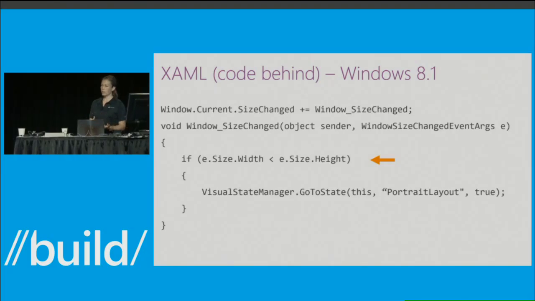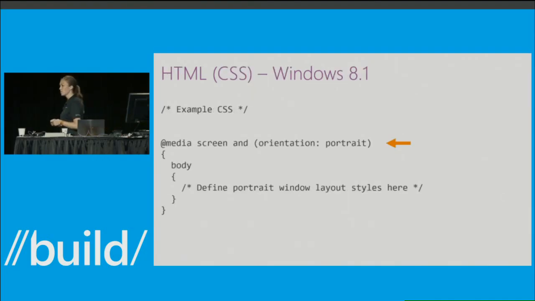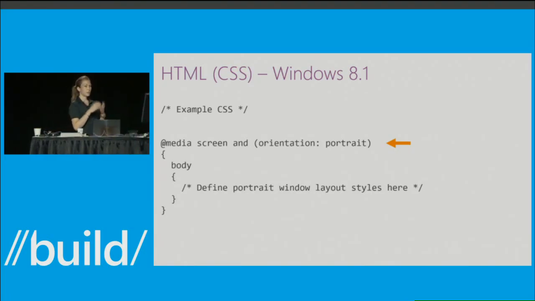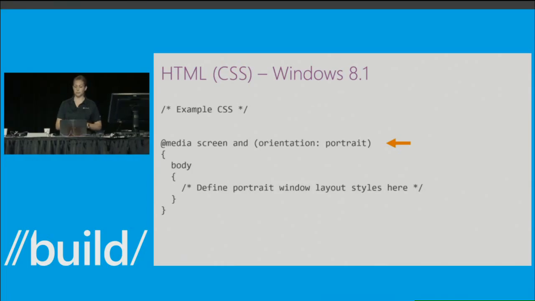So whenever my width is less than my height, I'm applying a portrait layout. And with CSS, instead of using the view state of portrait, you're using this orientation property, which tells you whenever your window has a portrait size.